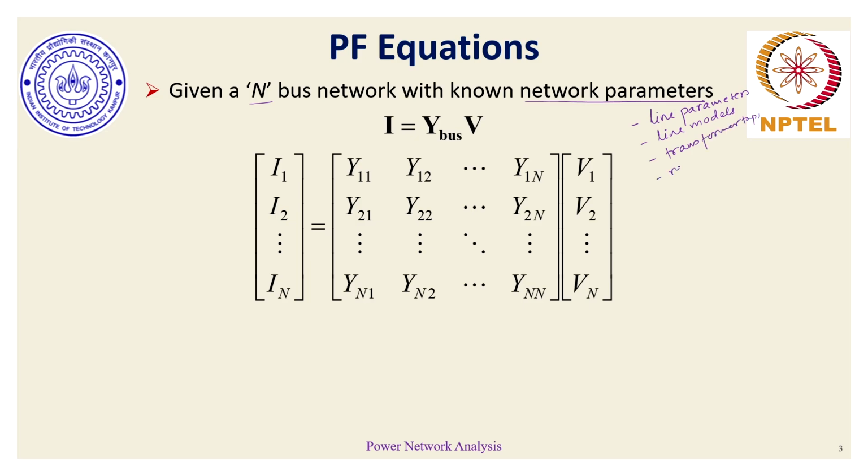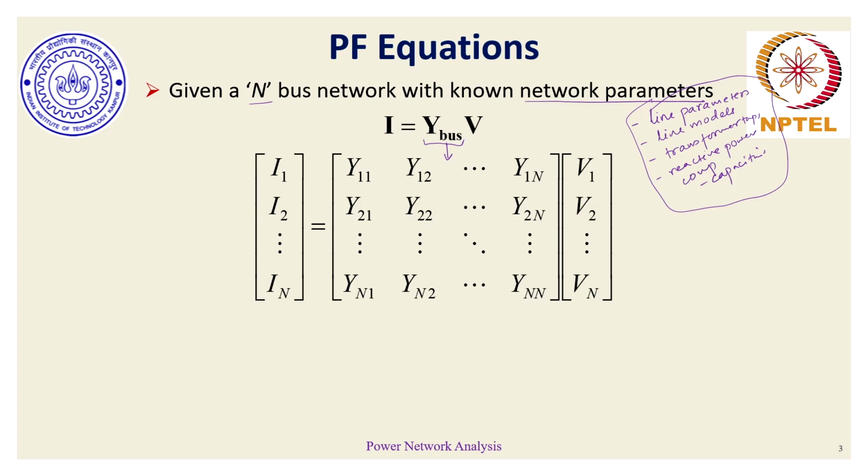The reactive power compensation devices, their settings are also known. To be precise, by reactive power compensation, I mean the capacitor settings, the capacitor bank positions, their values, the inductors, etc. So, for a given n-bus network where all this information is known, the corresponding Y-bus is evaluated as per the discussion we had in the last two lectures, and this Y-bus turns out to be an n cross n matrix.